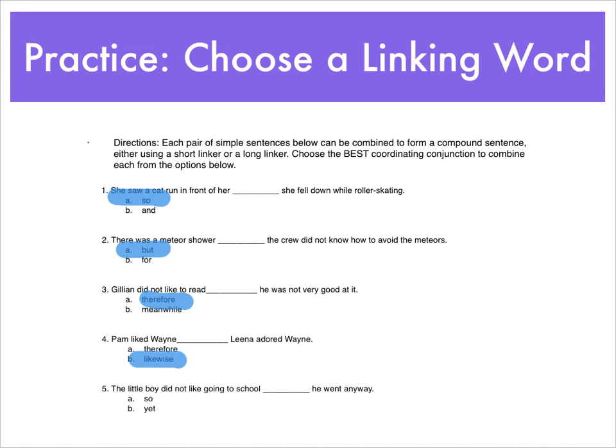And then in number 5, the little boy did not like going to school, yet he went anyway. Again, those are contrasting, so we use but and yet in very similar ways.